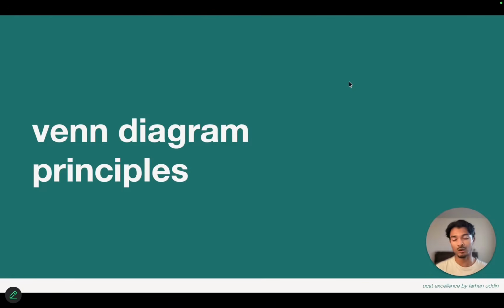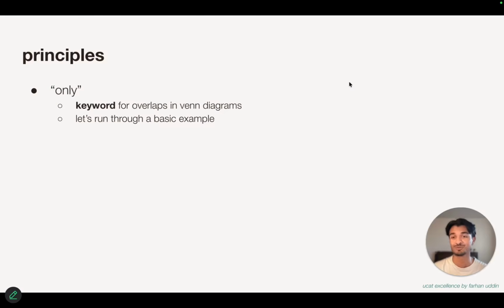First of all, I want to start off with some principles for the Venn diagram. And there's only really one principle I want to go through, which is the word only. It's a really important keyword for overlaps in Venn diagrams, because if we don't understand what the word only means and what it changes for the Venn diagrams that we draw, then we have the potential to get the entire Venn diagram wrong. So we need to understand how only changes the Venn diagram that we sketch.